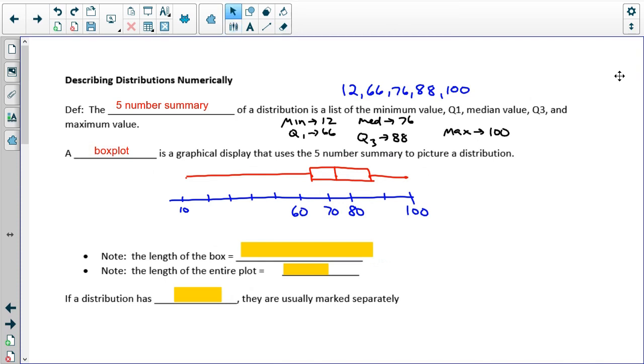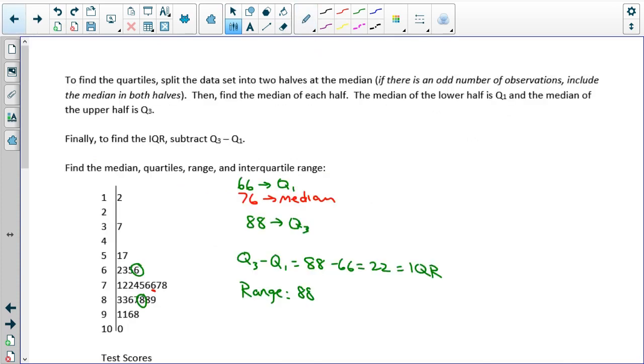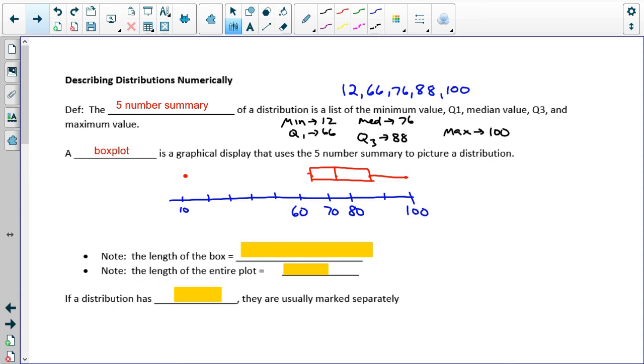Typically, we have outliers marked separately. So let's say that 12 was an outlier, and I know we haven't learned how to calculate this yet, but let's say that 12 was an outlier. If we knew that 12 was an outlier and that was the only outlier, and then 37, let's say that wasn't an outlier, then we would start our graph at 37, go all the way to here, and then just mark 12 with a dot.